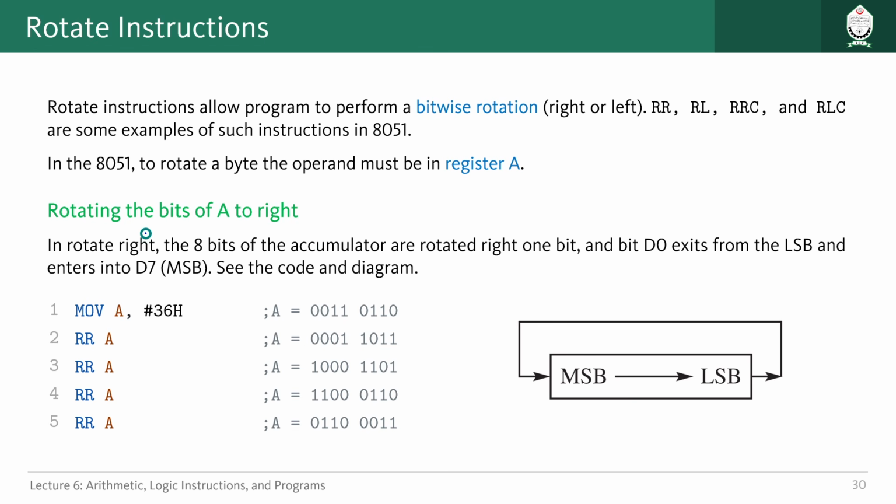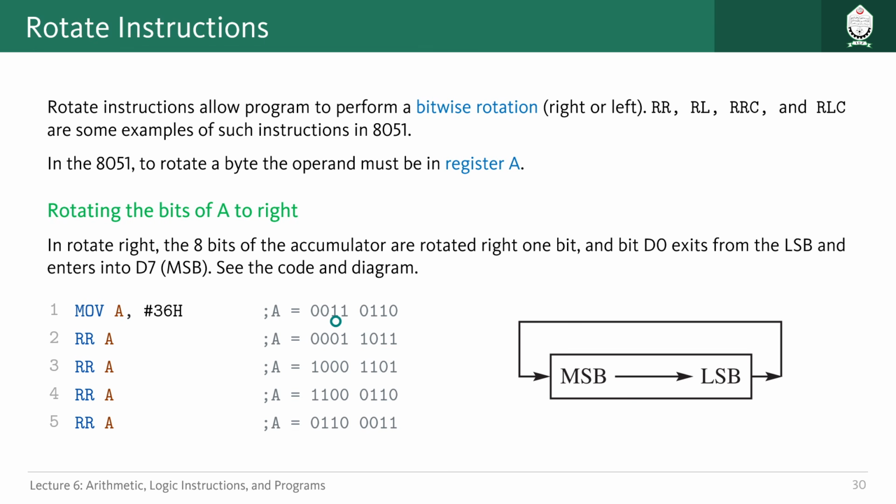So one example, let us look at the first one, rotating the bits of A to the right, which is RR A. So what happens in register A, all of the bits will shift to the right by 1 bit, and also the least significant bit will move to the most significant bit, so kind of like rotating to the right by 1 bit. So you see, with this example we can understand we are moving 36H to A initially. You see here, this is the value 3 and 6. After we execute this instruction once, RR A, what will happen?